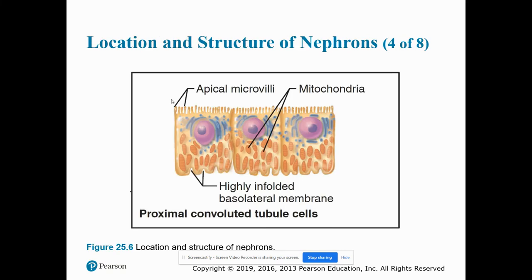So we see all the microvilli, which are going to increase the surface area, and then the large mitochondria.